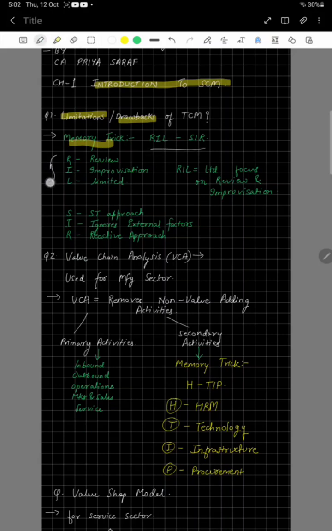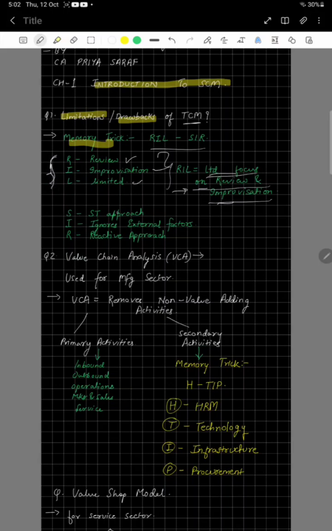From RIL we can remember review. R stands for review, I stands for improvisation, and L stands for limited. So this makes a sentence which is limited focus on review and improvisation. So what TCM did, traditional cost management had limited focus on review and improvisation. By RIL we can easily remember this.